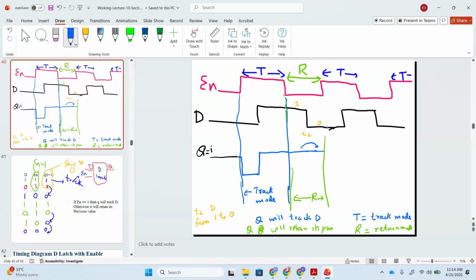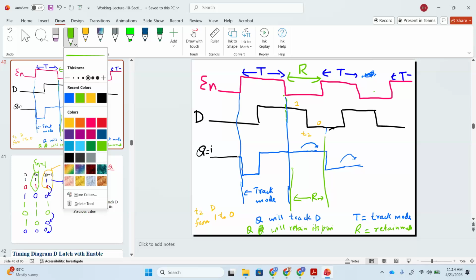Now again we go into the track mode. So D is 0 here, so it will make a transition from 1 to 0 here, and then 0. And here at time T3, D is making a transition from logical 0 to logical 1, but it will not appear on the output because it will retain its previous value. And then this is the retain mode.